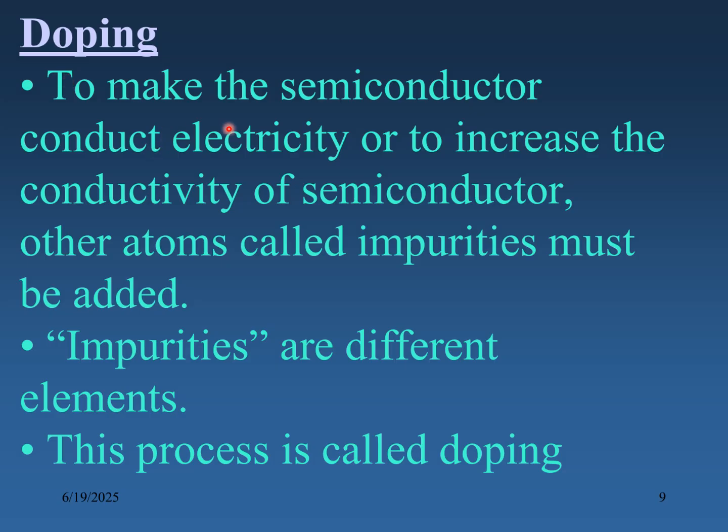Doping is done to make the semiconductor conduct electricity, or to increase the conductivity of the semiconductor. In a pure semiconductor, the conductivity is low. To increase the conductivity, we add some extra elements to the pure semiconductor, resulting in an extrinsic semiconductor. This process is called doping.